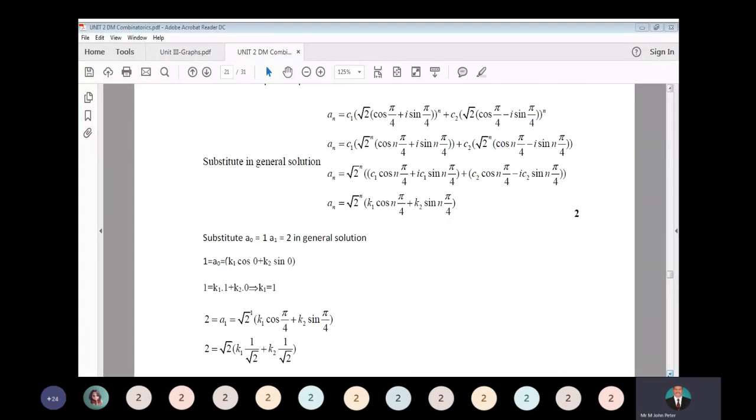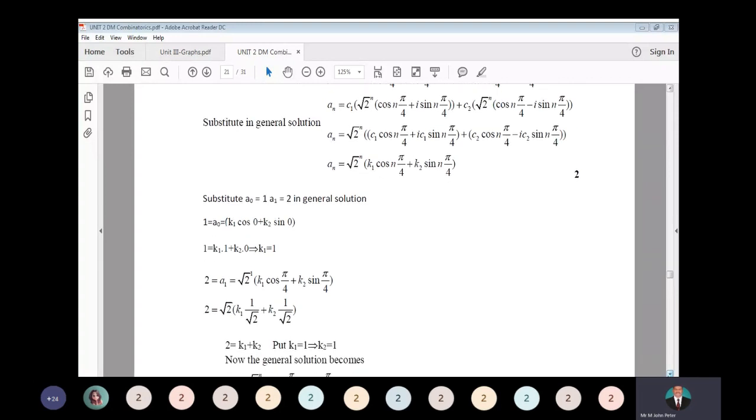(√2)^n is taken entirely common. Combining the remaining terms, c1 + c2 becomes k1, and i c1 - i c2, simplified, becomes k2, multiplying sin nπ/4. So a_n = (√2)^n (k1 cos nπ/4 + k2 sin nπ/4). Like that you rearrange the function.